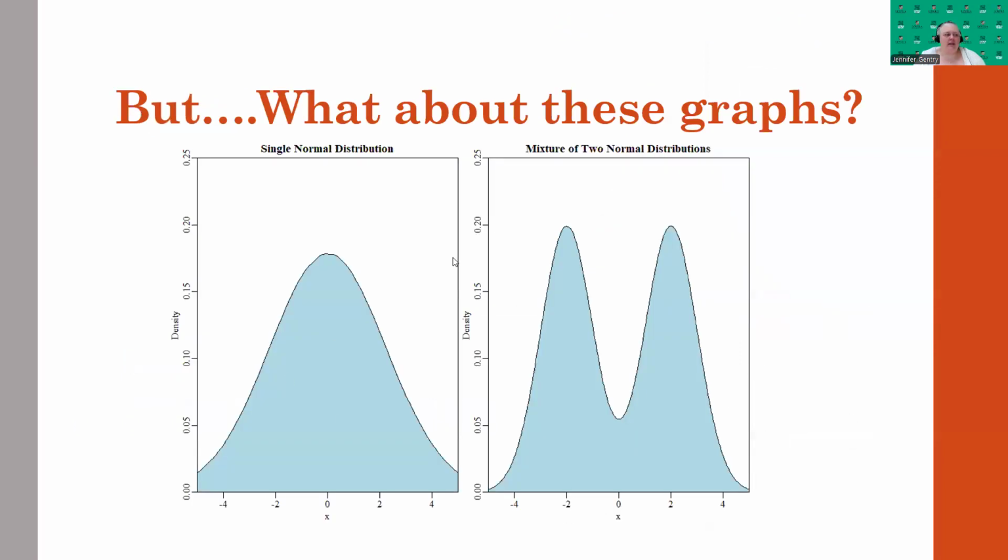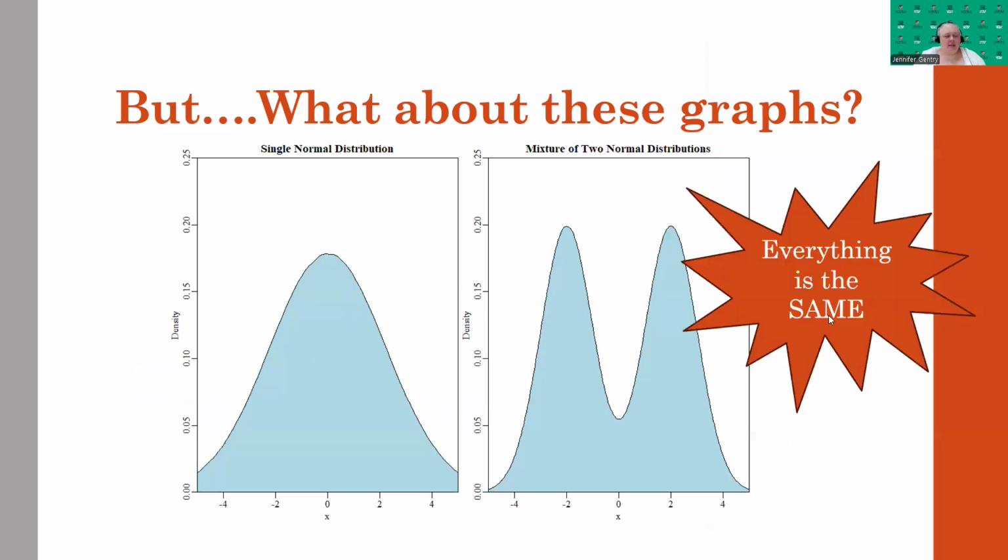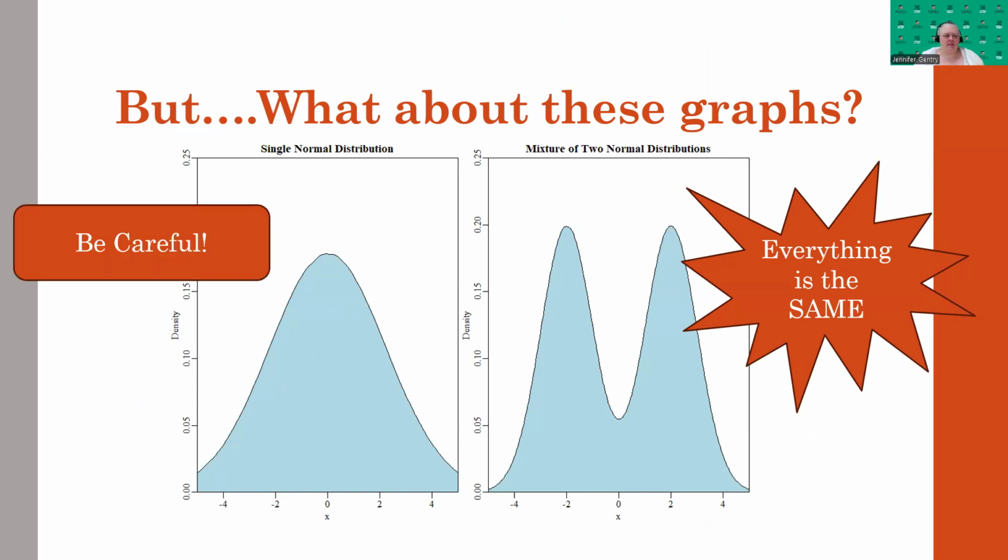But what about something like these? Okay, so I've got a single and a mixture of two. So everything technically is the same of what we talked about. The mean, the median, the mode, the skewness is the same because they are symmetric. So be careful when you're looking at statistics and you're not getting the whole picture, okay? Because again, it's data. We can almost make data say absolutely anything that we want, okay?